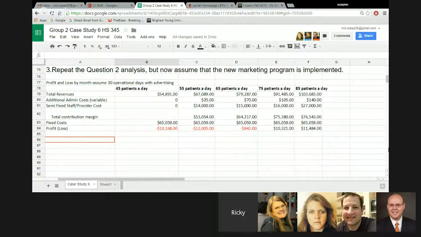And so if we still only have 45 patients a day that we're having now, we're losing even more money. We're losing $10,000 in a month. This is for a monthly basis. And if we can generate 10 more patients a day, then we're losing even more because we have to add another $1,000 for the semi-fixed cost of the physician fee and wages. So we're losing even more if we only get 10 more patients a day.